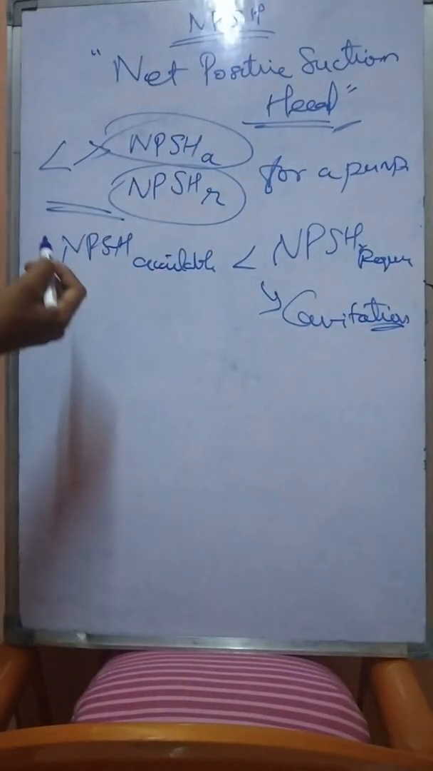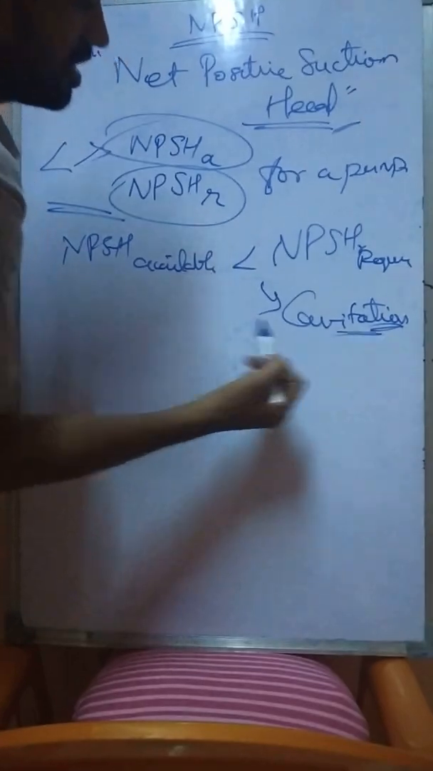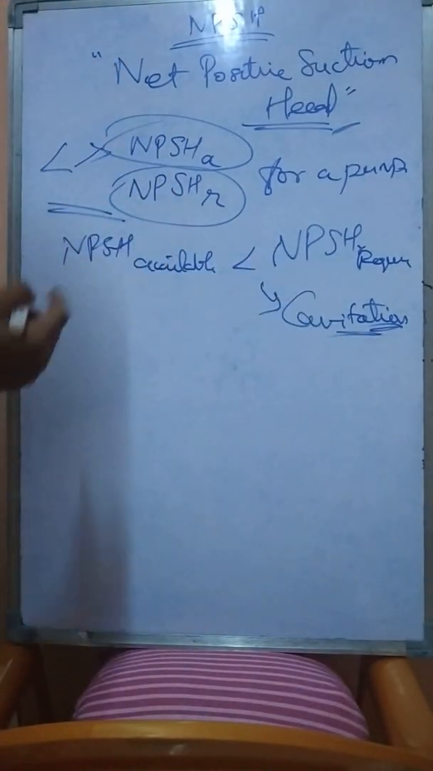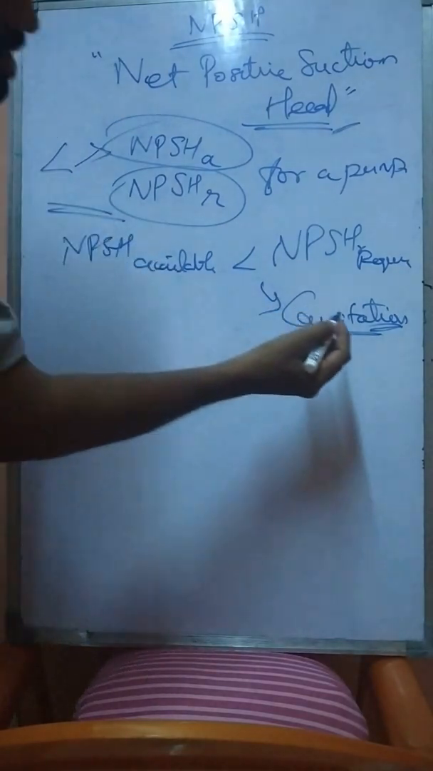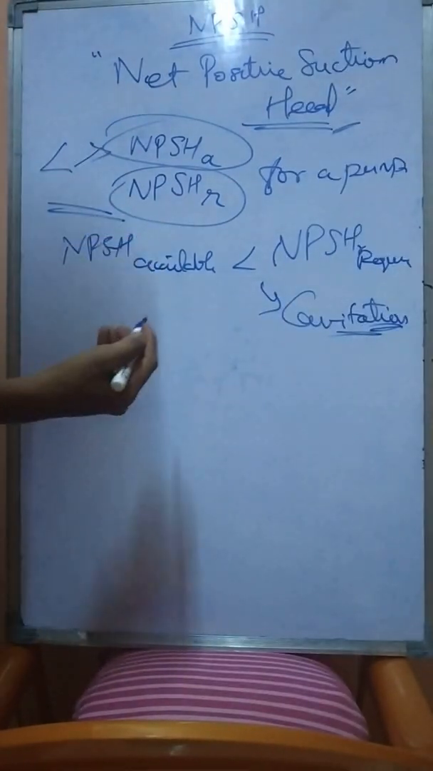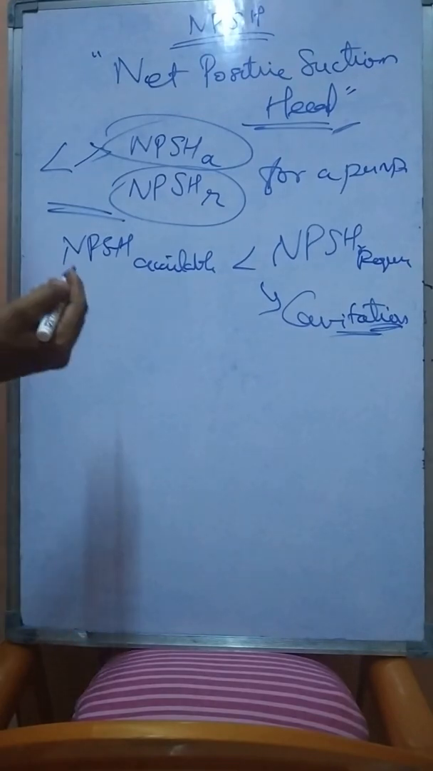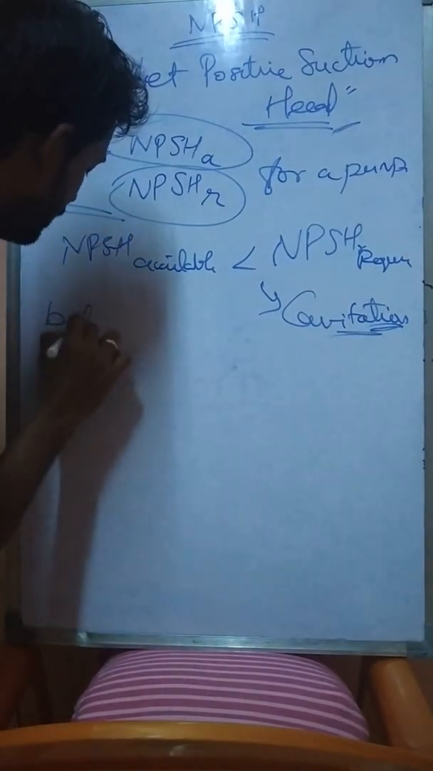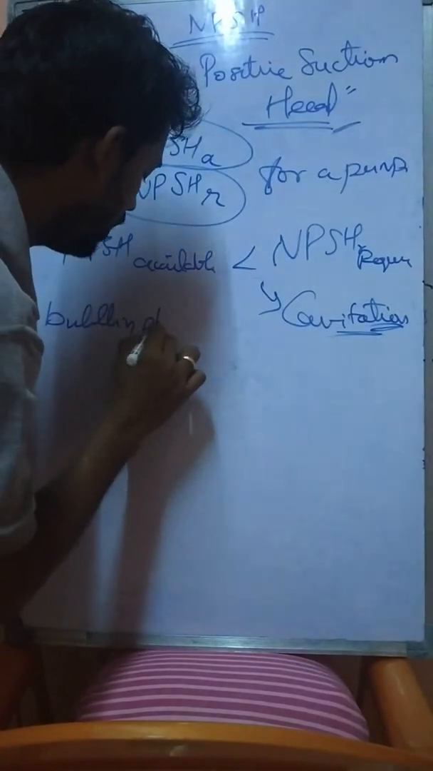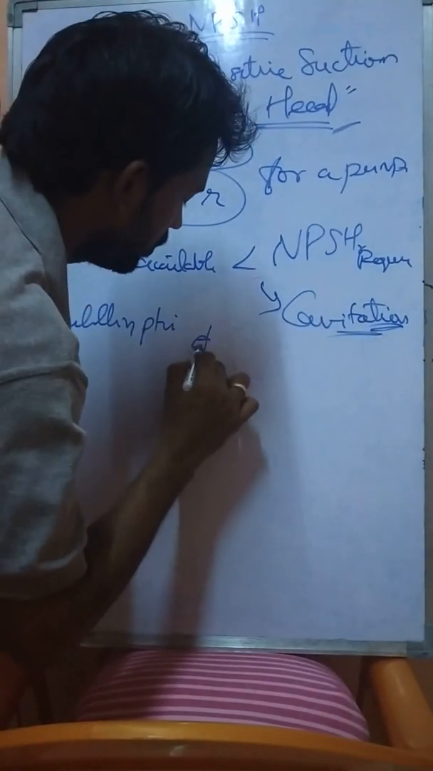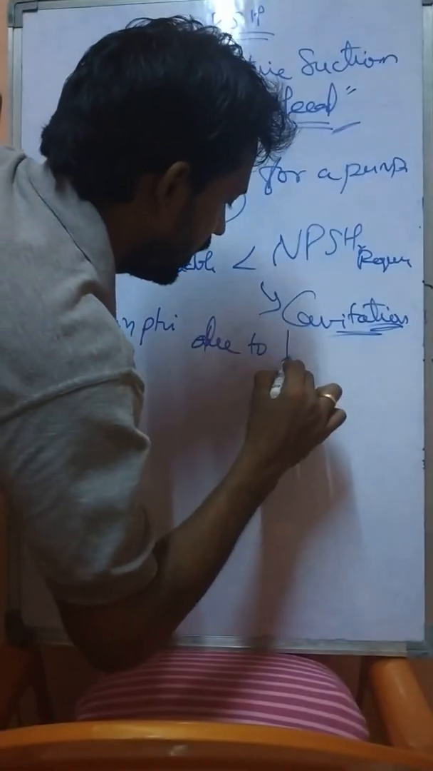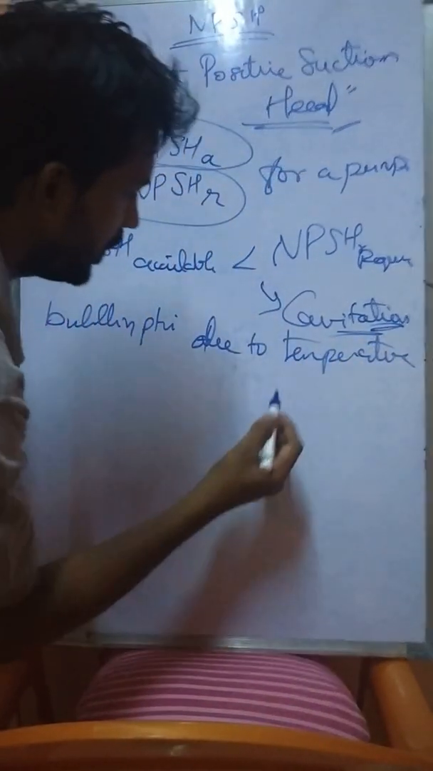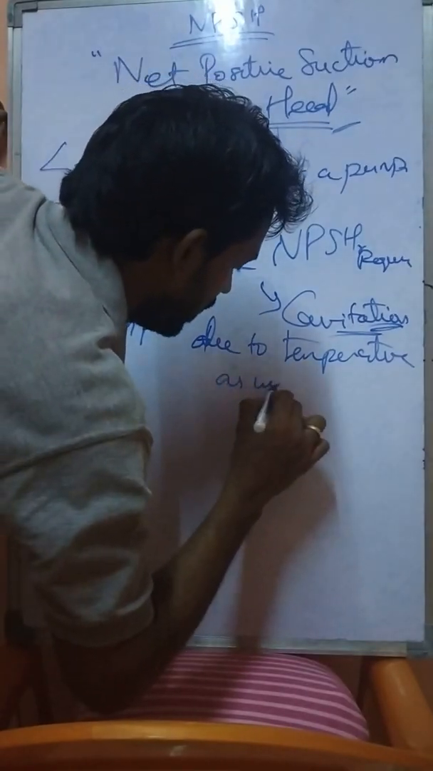So we come to cavitation. Cavitation means nothing but the formation of bubbles. How does cavitation occur? Cavitation occurs due to low pressure. It is similar to the boiling concept. All people know that the boiling point depends on temperature, and as well the pressure.